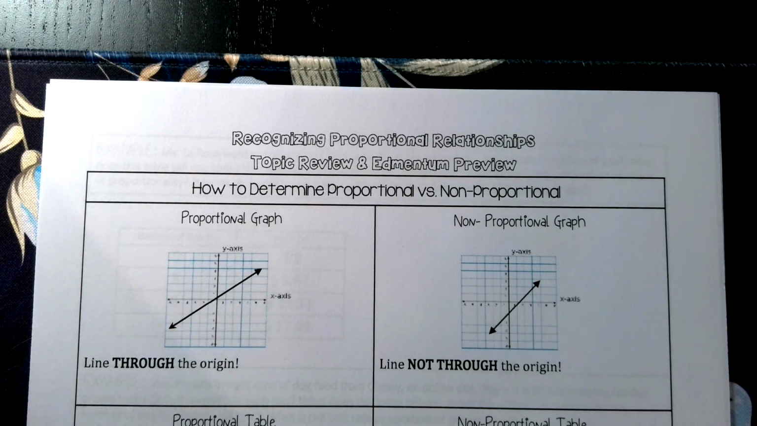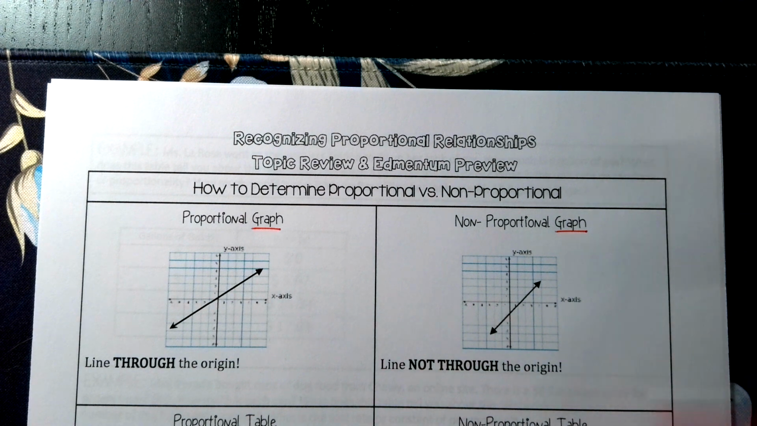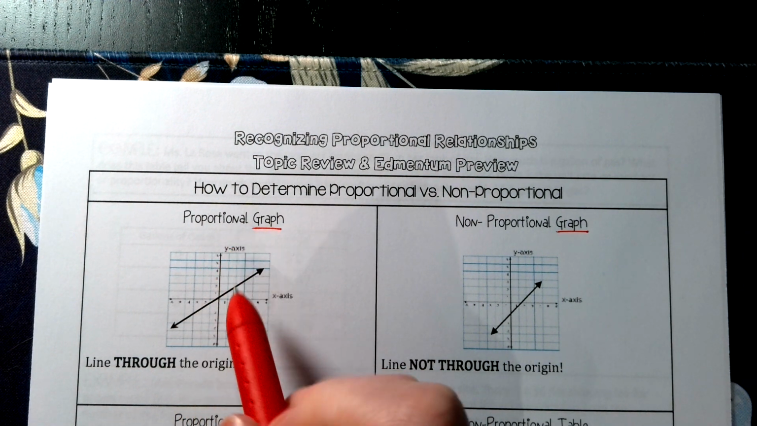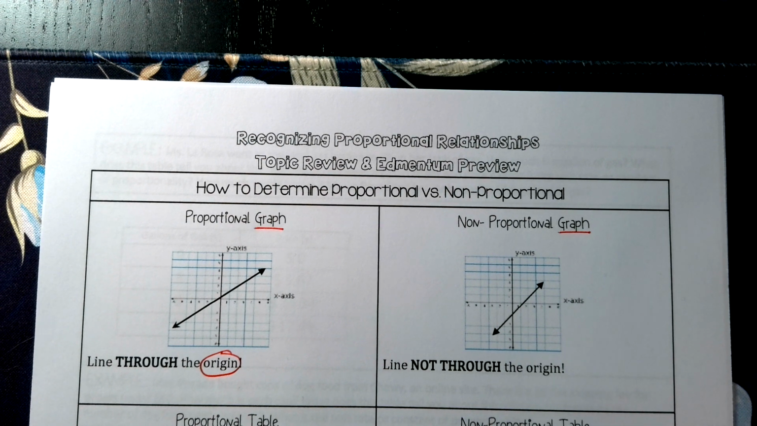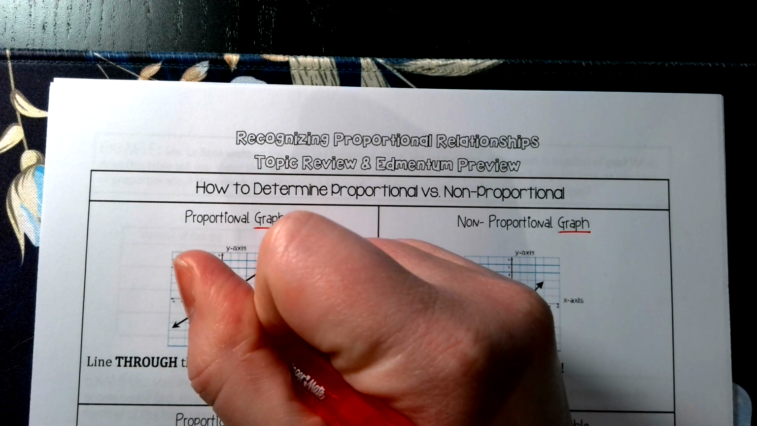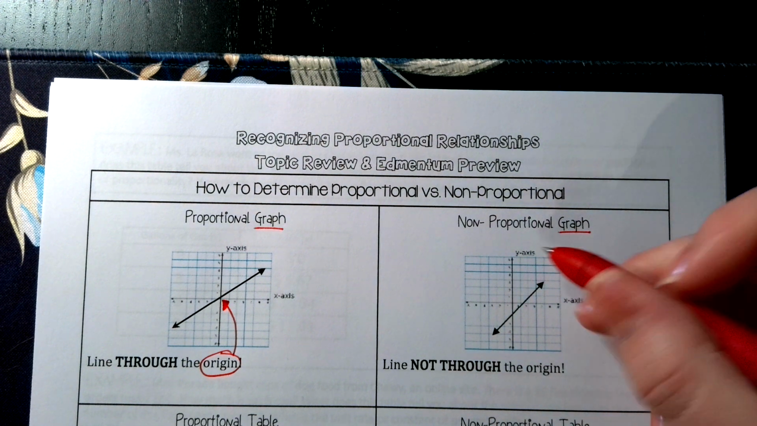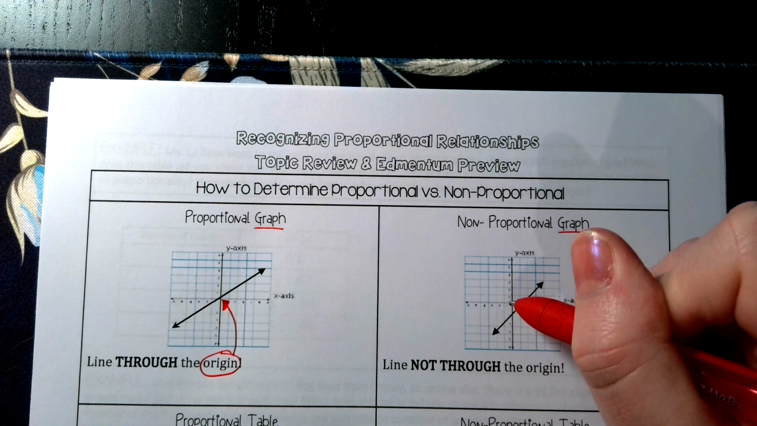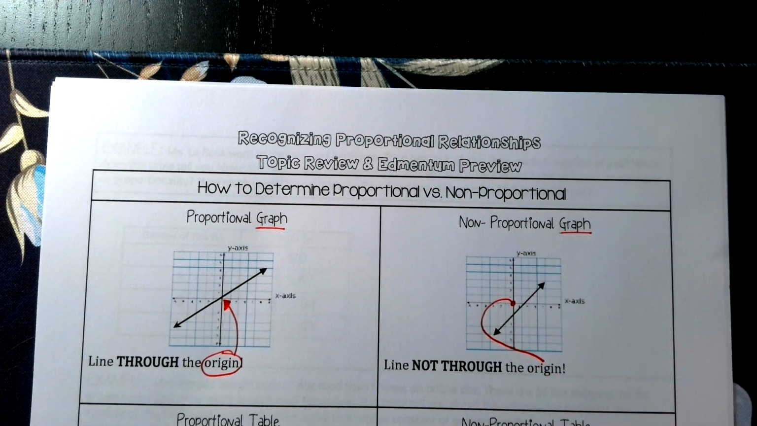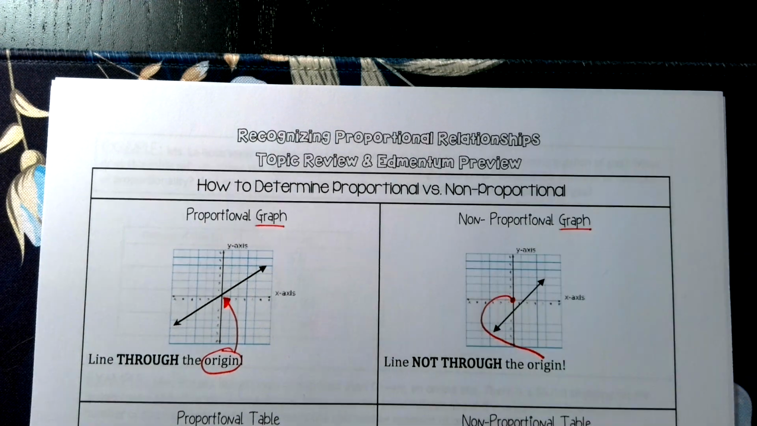So first off, going through the graphs, proportional and non-proportional graphs. Remember, a proportional graph is going to go through the origin. What's the origin again? The origin is that middle point where the x and the y-axis come together. But here on our non-proportional graph, there's my origin, but my graph is below it. It does not go through the origin.